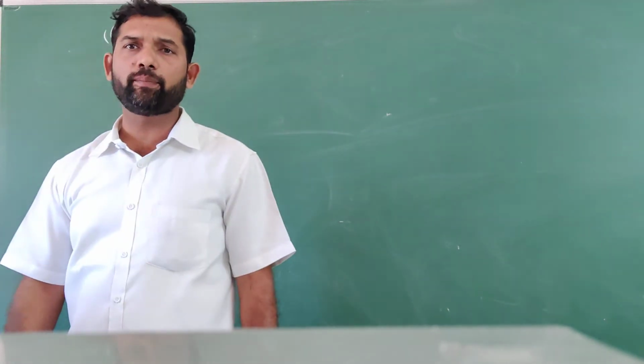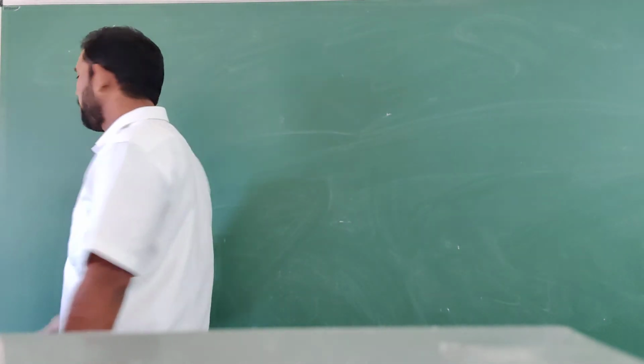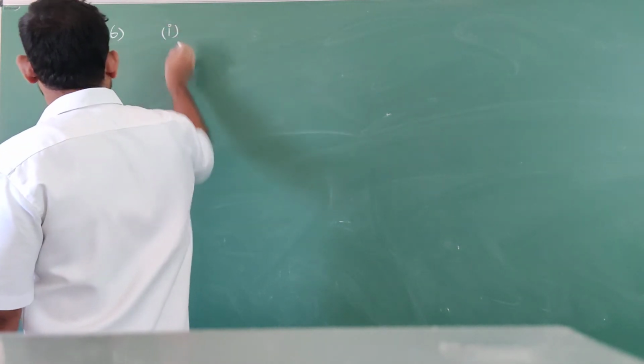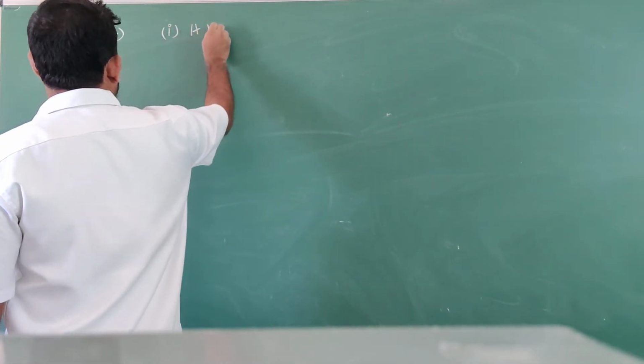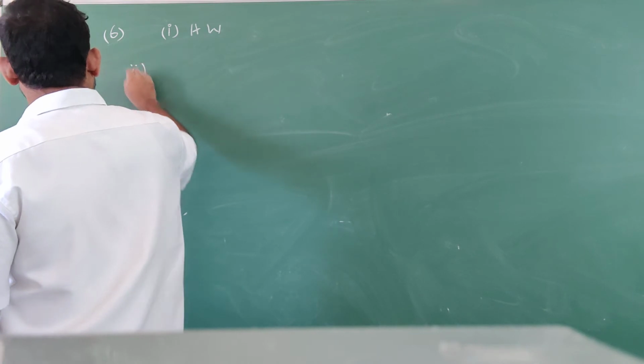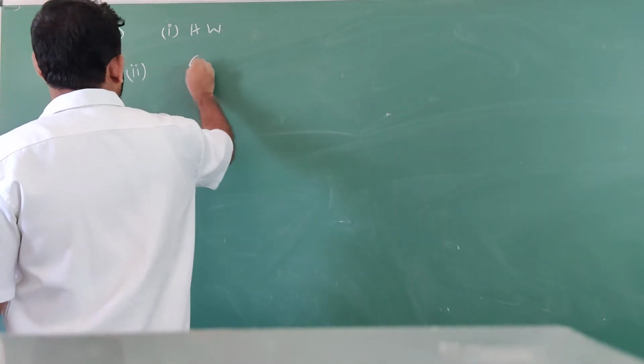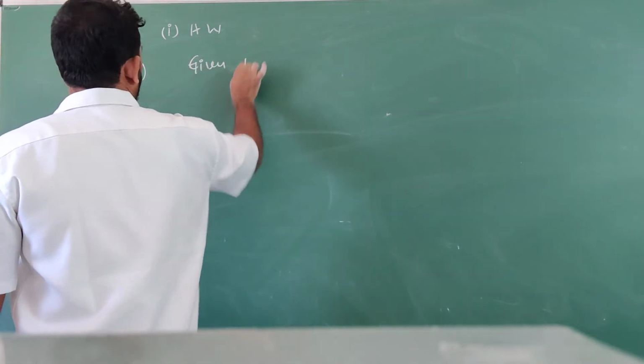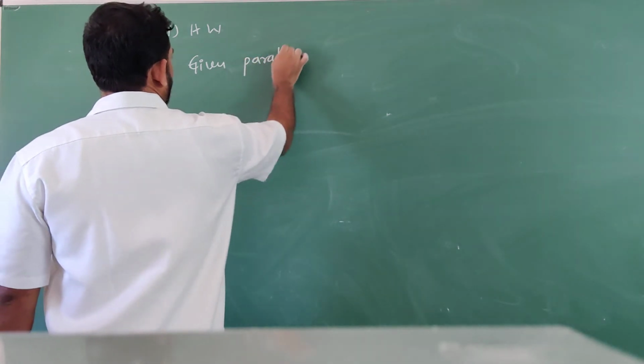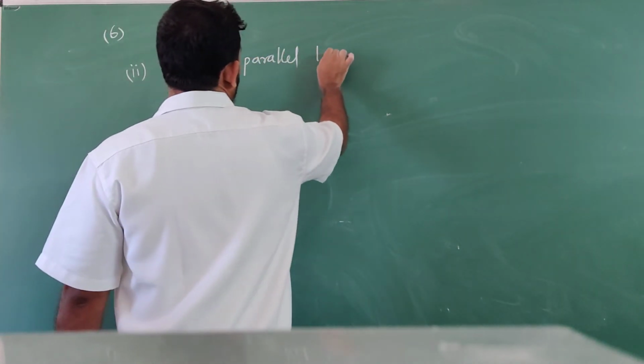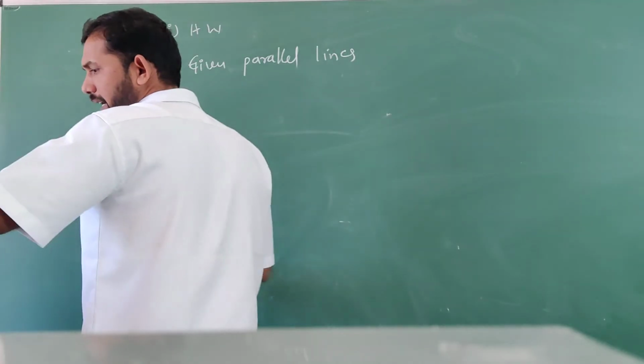Next one, sixth one. Find the distance between the parallel lines. The first one you do as homework; the second one I will explain. Second one: given parallel lines.